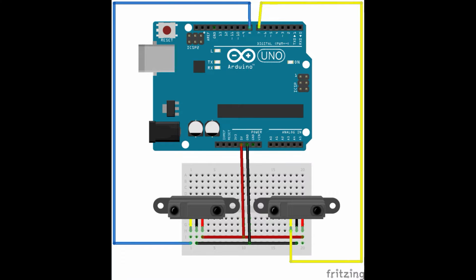Circuit connections for the bidirectional people counter. The circuit connections are as shown in the figure. Connect the VCC pin of both IR sensors to the 5 volt pin of Arduino Uno. Connect the ground pin of both IR sensors to the ground pin of Arduino Uno. Finally, connect the data pins of both IR sensors to Arduino pins 7 and 8 respectively.